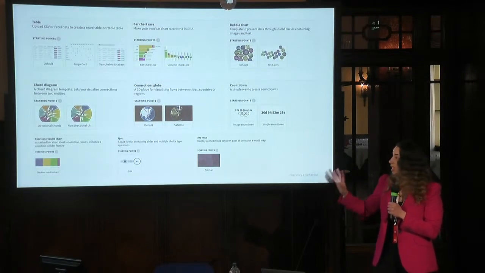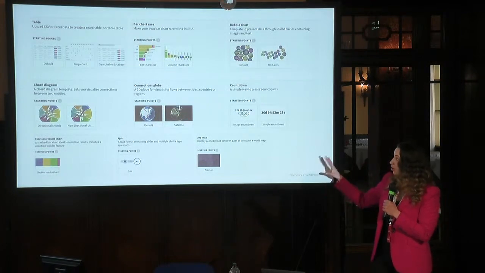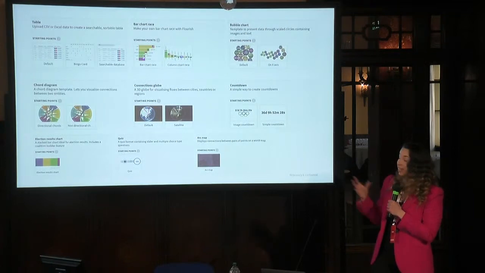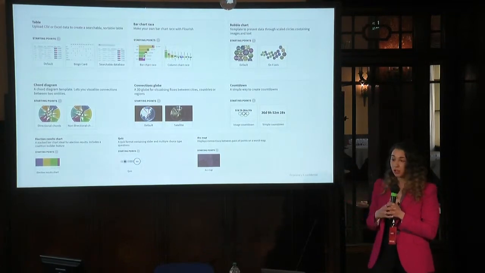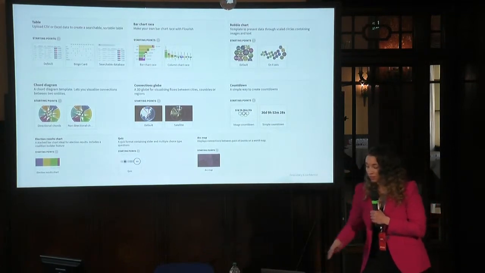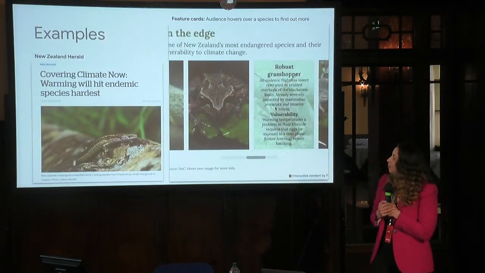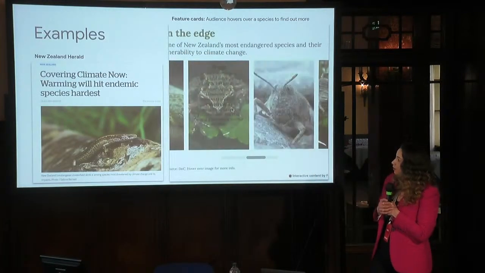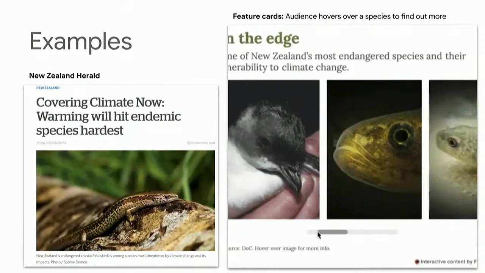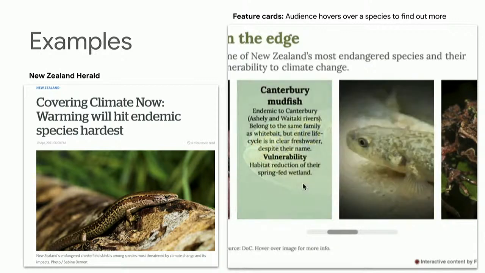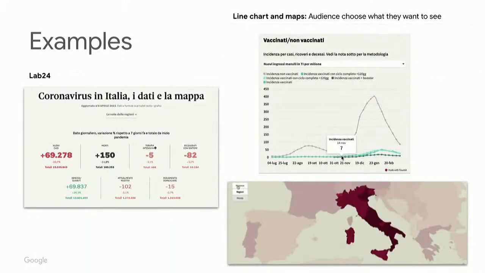And all of this, we've got lessons on individual templates on the Flourish YouTube channel, which I'll be able to give you the details for as well. Some examples here, the New Zealand Herald. You can see they've covered climate change, what species are going to be most affected by the warming planet. So they've made just a really simple feature card. The audience is going to hover over an individual picture, and then we're going to see more about that species.